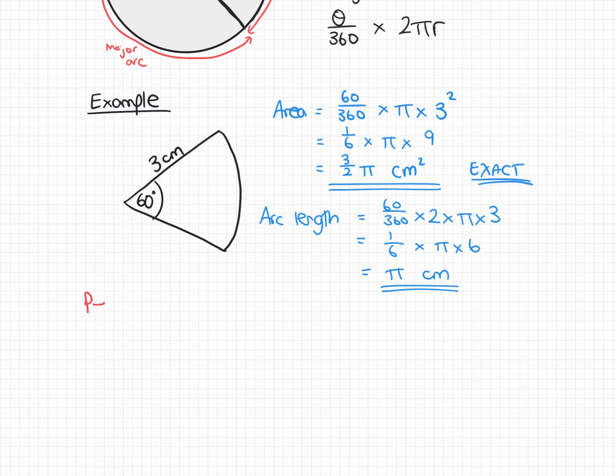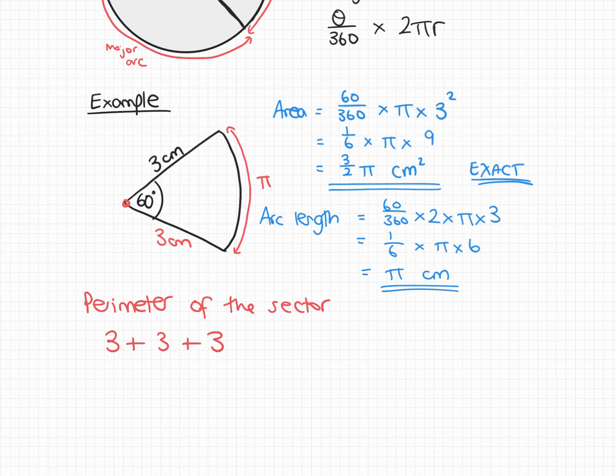Just be careful here. The only thing I'll say, if they ask you for the perimeter of this sector, this length here is the bit we've found out is pi. Remember, that's the centre, so this length is also going to be 3 centimetres. So the perimeter will be 3 add 3 add pi, and that will give you 6 plus pi centimetres as your whole perimeter if we do it exact. So just be careful of perimeter, it'll ask you for the little edge bits.